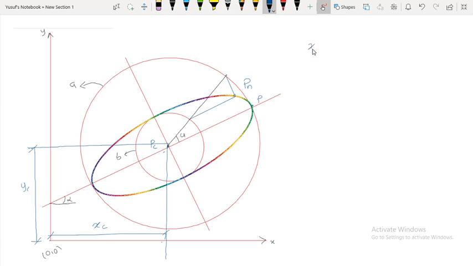So here you can write that PC is the center point of the ellipse.